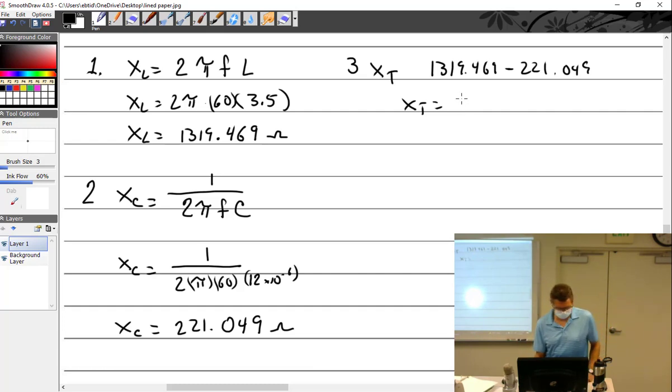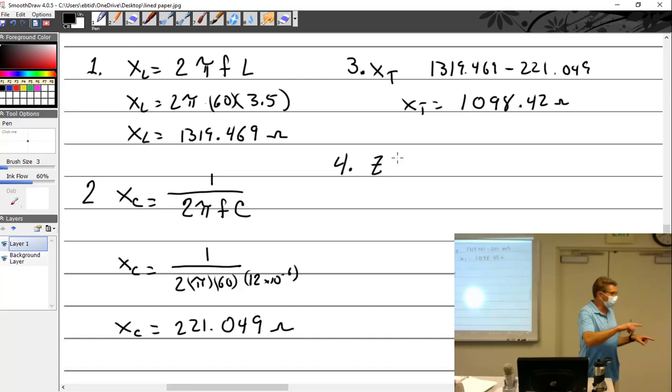And what do you guys get? Okay. That is an extra step. So if somebody asks for X of T, which I don't think I do, you could do that. I prefer to go right to the next step, which is finding Z. So I want Z. And so Z, remember, that is the hypotenuse.